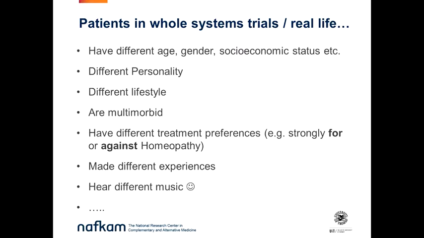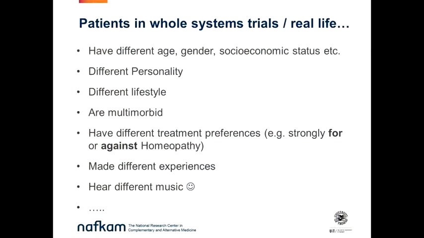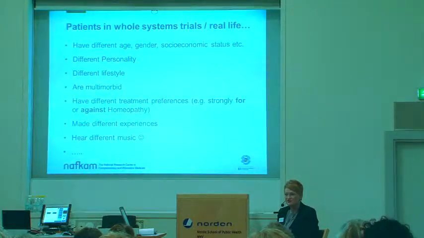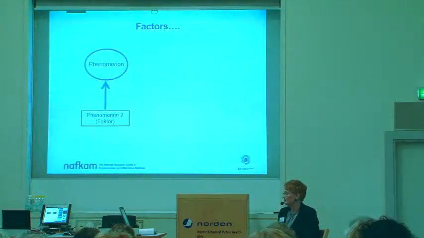Patients in whole system trials very often have different age, gender, socioeconomic status, and so on. They have a different personality. They have different lifestyle. They are multimorbid, and they have different treatment preferences. For example, they are strongly for or against homeopathy. This is why you cannot randomize them. They had different treatment experience. They hear different music, and so on. So you can actually characterize all possible levels at which these patients can be different.